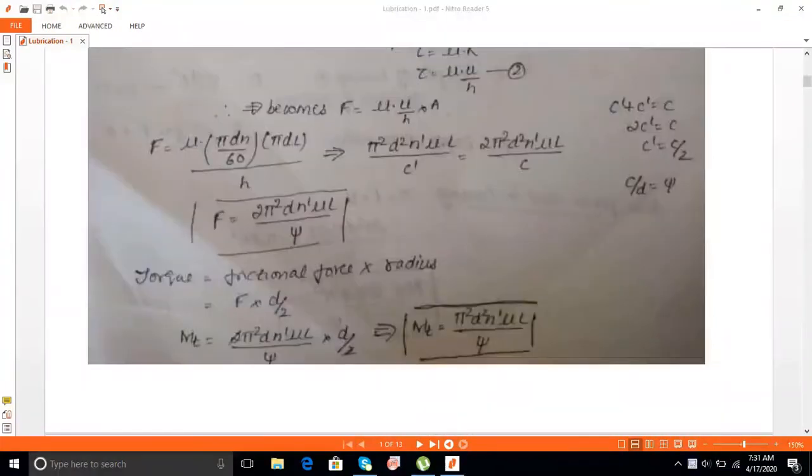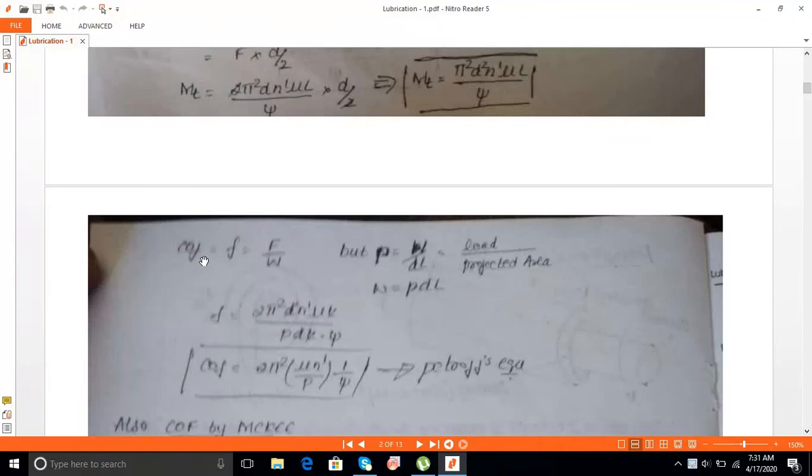l by psi. In order to determine the torque, we say that it is the product of force into perpendicular distance. Here the force is nothing but the frictional force, into the radius. Radius is d by 2. On multiplying, we get Mt is equal to the frictional force into d by 2, which is pi square d square n dash mu l divided by psi.